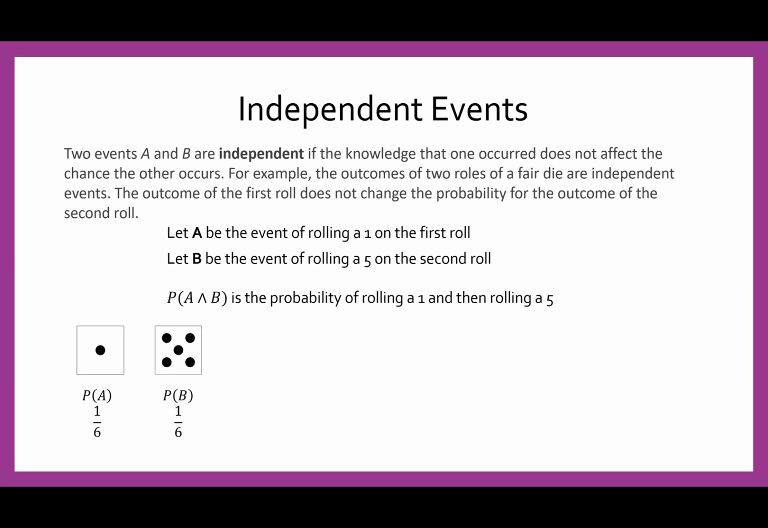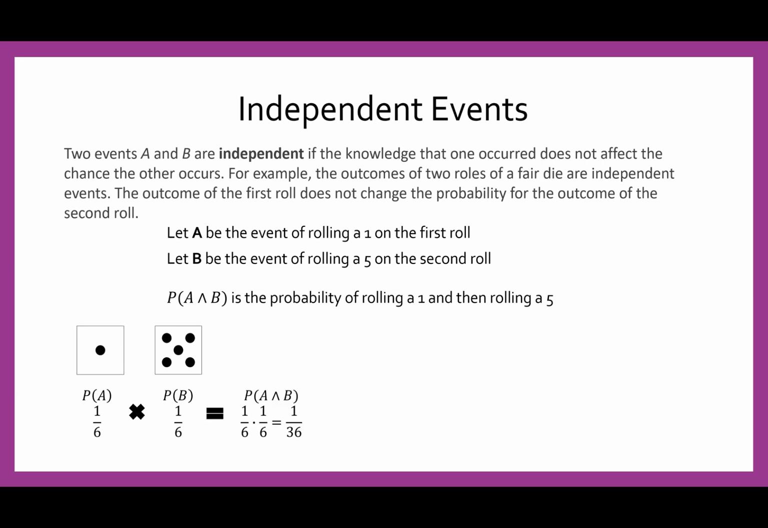To find the probability of rolling a 1 then a 5, we just multiply them together. That is because whatever roll I get on the first roll, it doesn't affect the likelihood of getting a 5 on the second roll. That's the idea of independence.